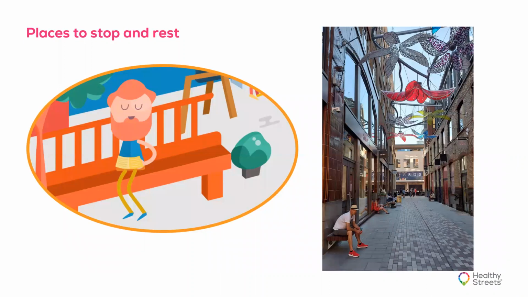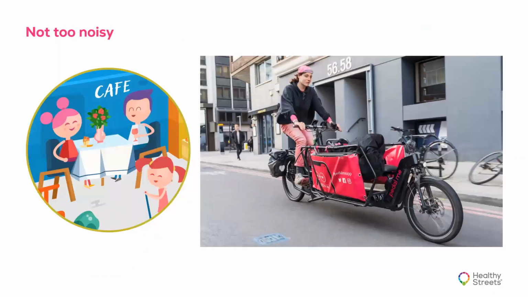For places to stop and rest, we have the example of the role of working with the private sector, working with businesses. What can they do to help to support Healthy Streets? There's a win-win scenario here. We've got places to stop and rest being provided by local businesses. For not too noisy, let's think for a moment about how we're changing the vehicle mix and the volume and speed of traffic. We've got an example of an electric cargo bike being used for deliveries. Freight and servicing have a real influence on how streets feel, so making sure that we're managing them with people at the forefront of our minds is key.